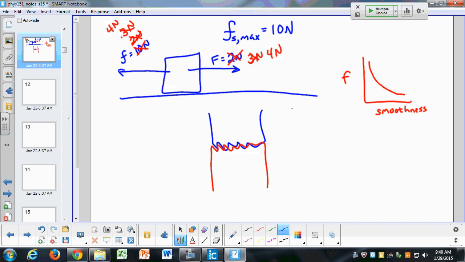But something really interesting happens when you get objects that are extremely smooth. What happens as they get smoother and smoother? Your friction starts to go back up again. You might know why. So what happens as you get them smoother and smoother and smoother, eventually it's going to go back up. Now this is macroscopic, and this is micro. How could you explain that? Why would the friction begin to increase?